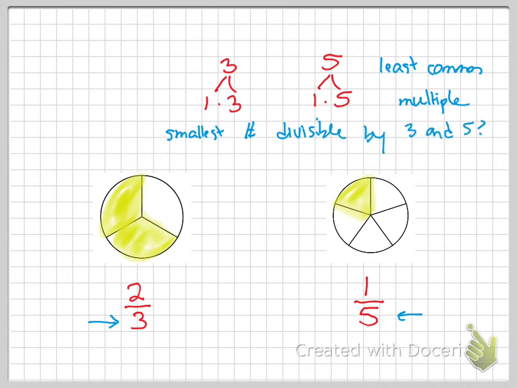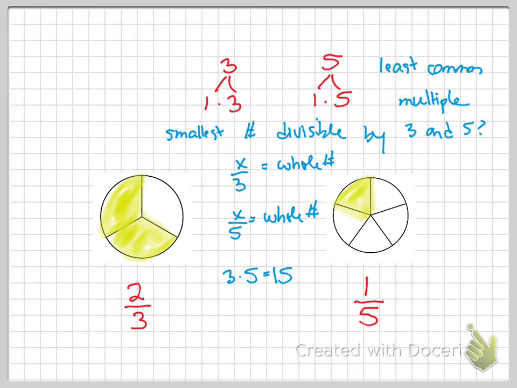That's my question. So in other words, I'm going to have some number, I'm going to divide it by 3, and it's going to give me a whole number. Likewise, I take that same number, I divide it by 5, and I still get a whole number. Since 3 and 5 are both prime, the way we find the least common multiple of those two numbers is simply to multiply them together. 3 times 5 is 15.